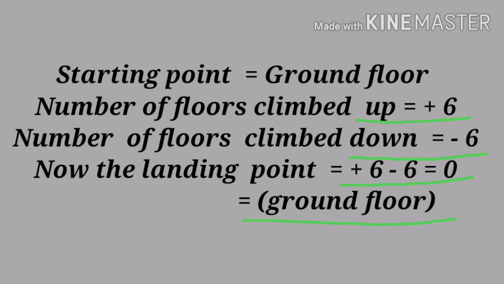Let's write down. Starting point is ground floor. Number of floors climbed up is plus 6. Number of floors climbed down is minus 6. Now for the landing point, we have to add plus 6 and minus 6. That is 0, which is the ground floor. So the man is in the ground floor.